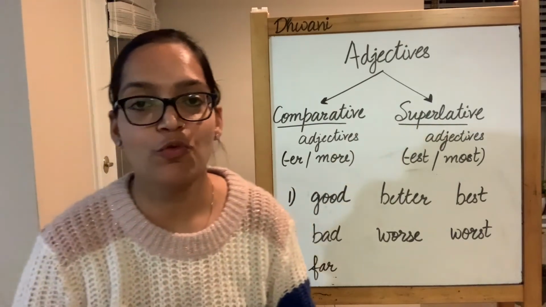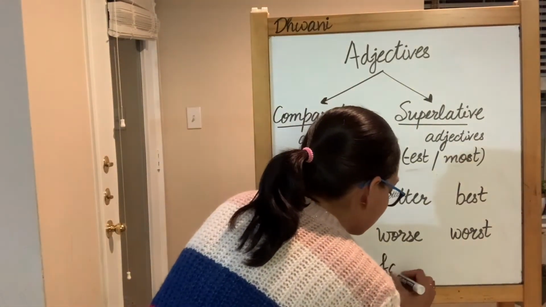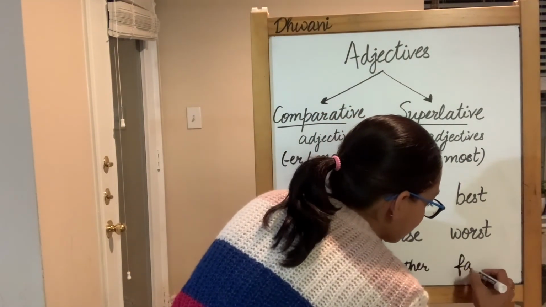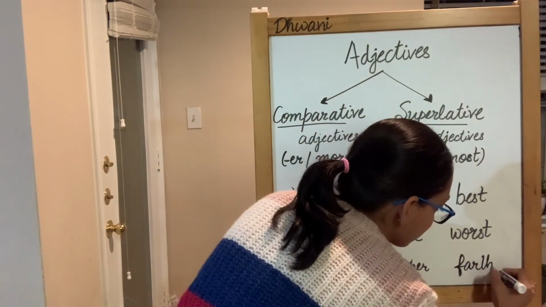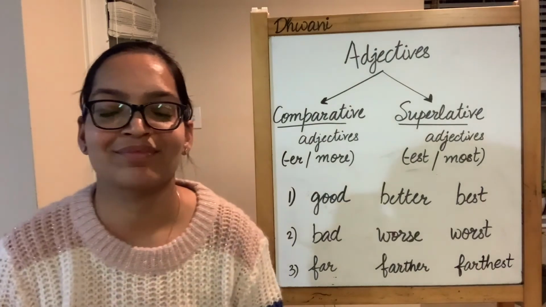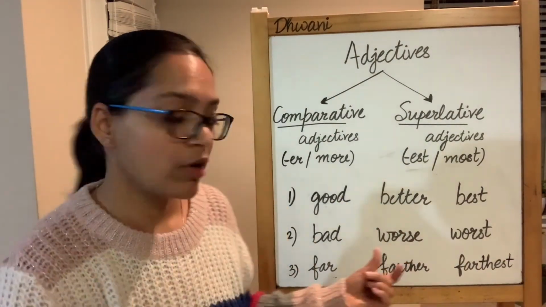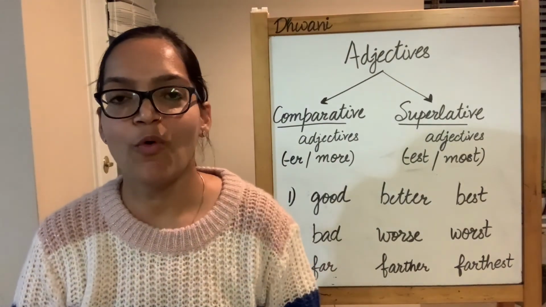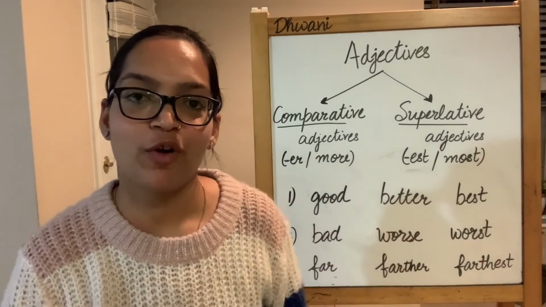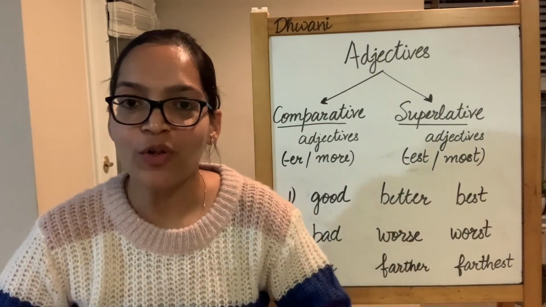Far turns into farther or farthest. So when I'm making the comparison, I'm using farther instead of farer or more far. So we use farther, and in the superlative form it changes to farthest. And that's all for today's lesson.